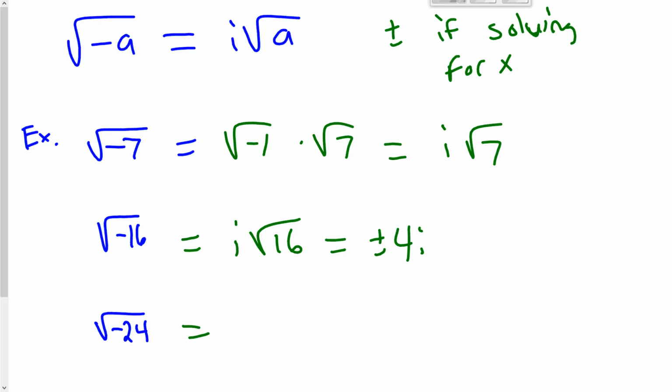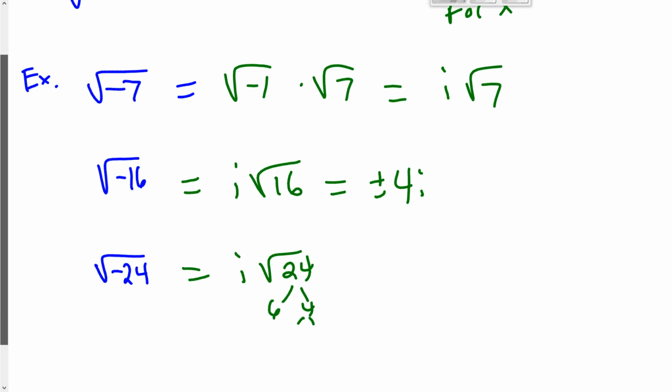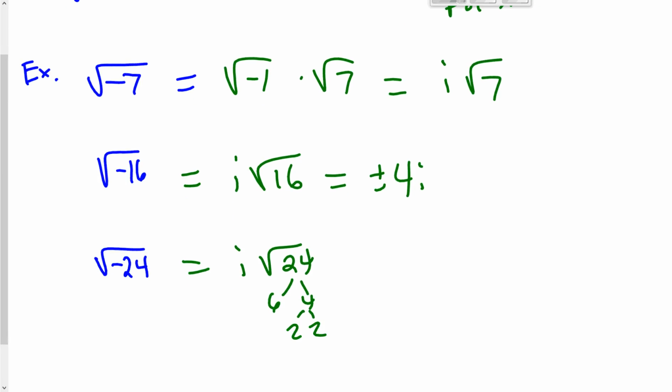So here we can take the i out of the square root of -24, leave 24, break down 24 into 6 and 4, 2 and 2. And we're looking for pairs, right? Because it's a square root. And then 2 and 3 on the 6. So here's a pair of 2s. It's the only pair of 2s. So we can take 2 out with the i.